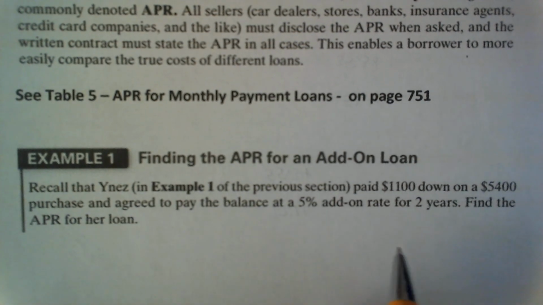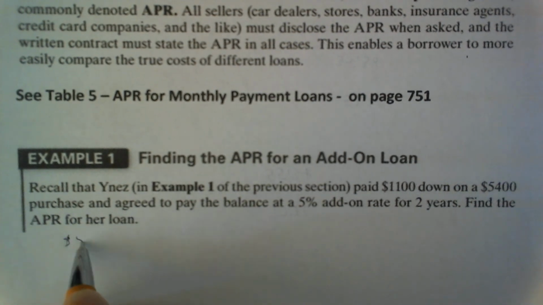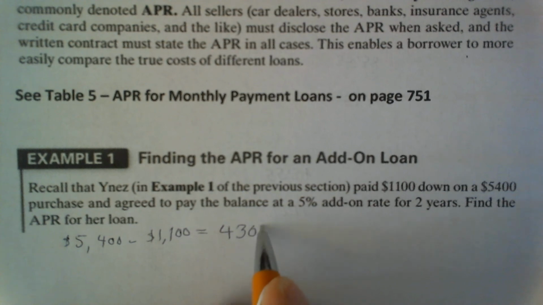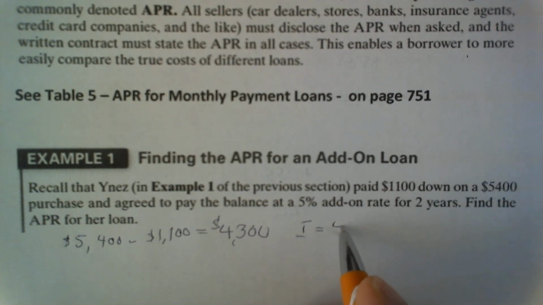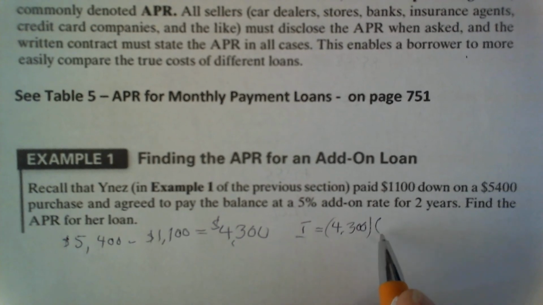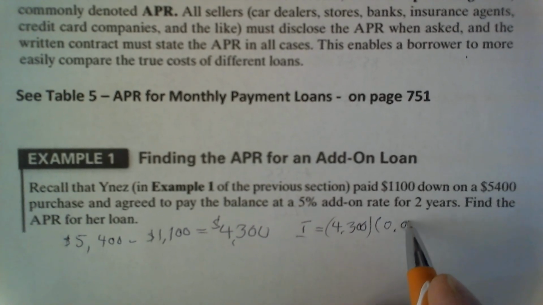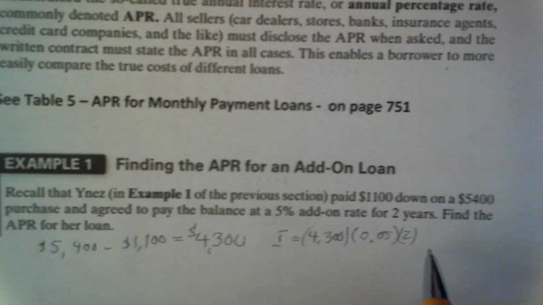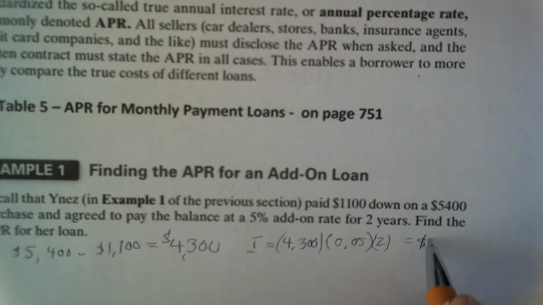When we look at the total amount, it was $5,400 minus the $1,100 down payment. That means $4,300 is being financed. So the interest on the $4,300 would be P, or 4,300, times the interest rate of 5%, 0.05, times 2 years, and that's equal to $430.